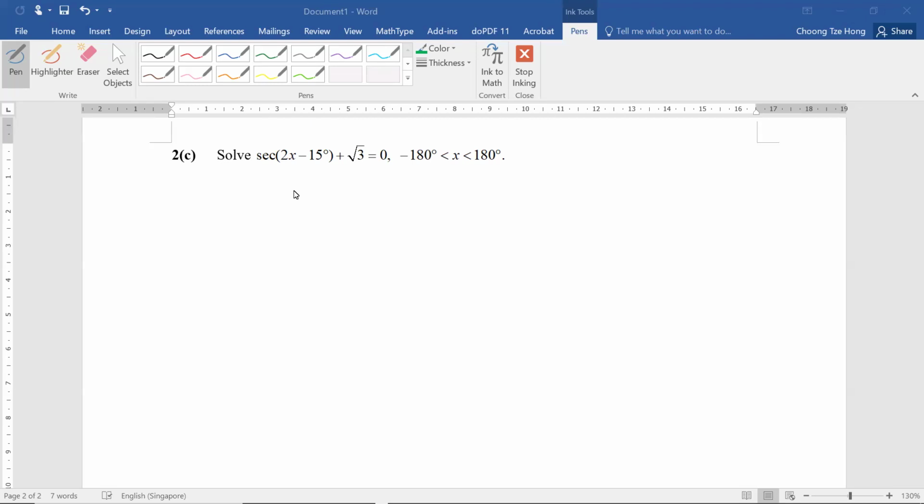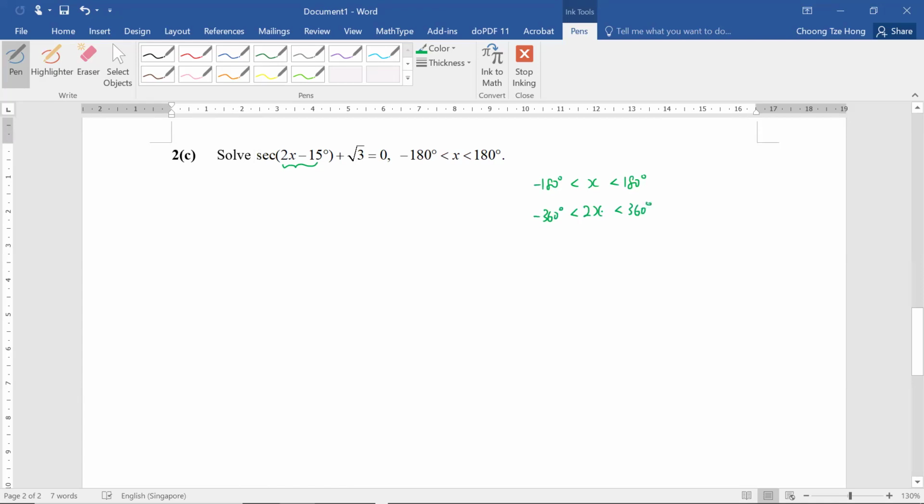We're asked to solve secant (2x minus 15 degrees) plus square root 3 equals 0 for the range of x between negative 180 and positive 180. The angle here is 2x minus 15, so let's adjust the range first. The range is negative 180 to positive 180, so 2x will be between negative 360 and 360.